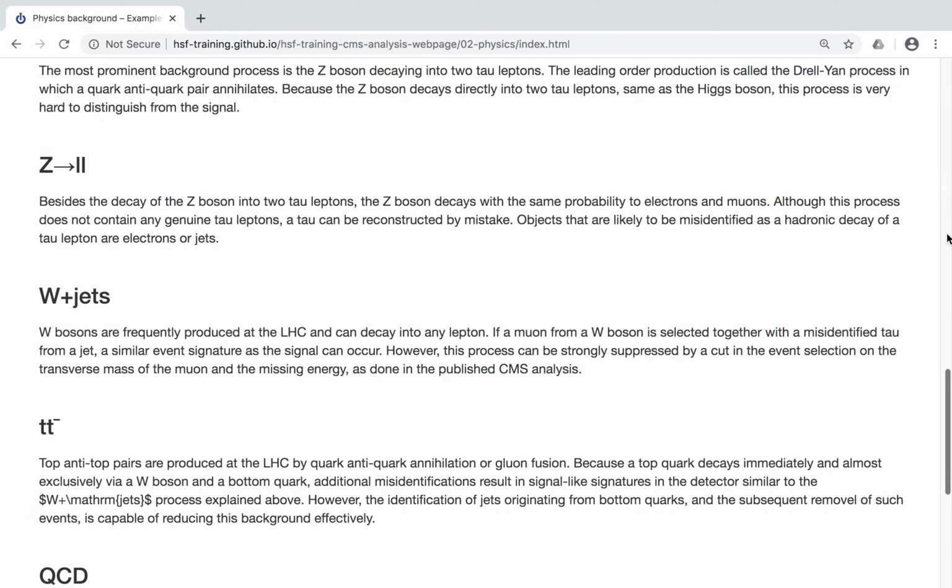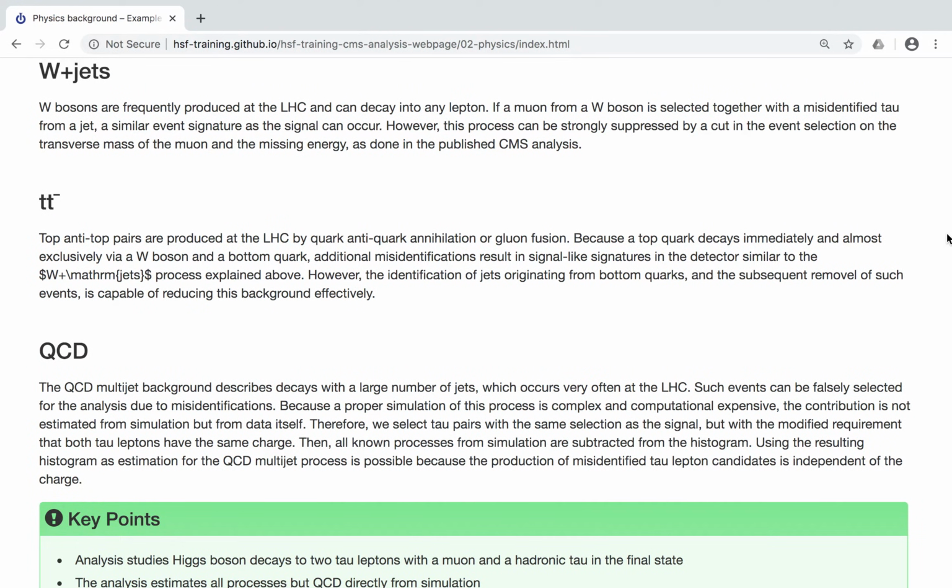Additionally, there's the process W plus jets. W bosons are also frequently produced at the LHC, and they can decay into any lepton. If a muon from a W boson is selected with jets, a similar event signature can occur. So just like we had a muon from a Z plus some random jets or electrons or other processes, you can see the same thing with W bosons.